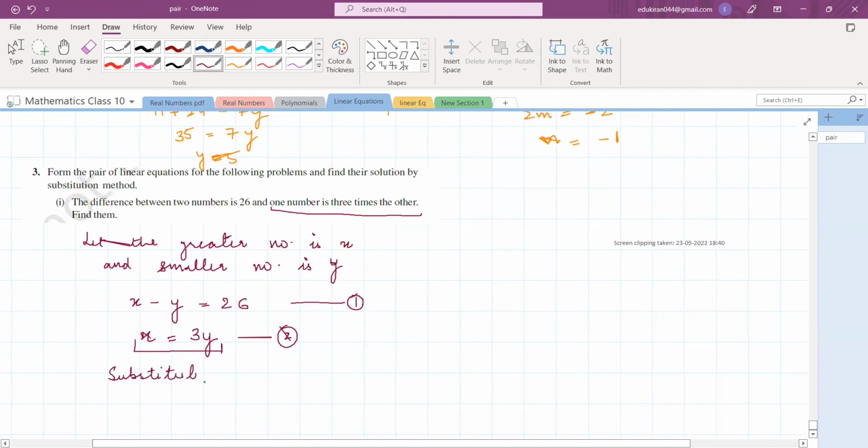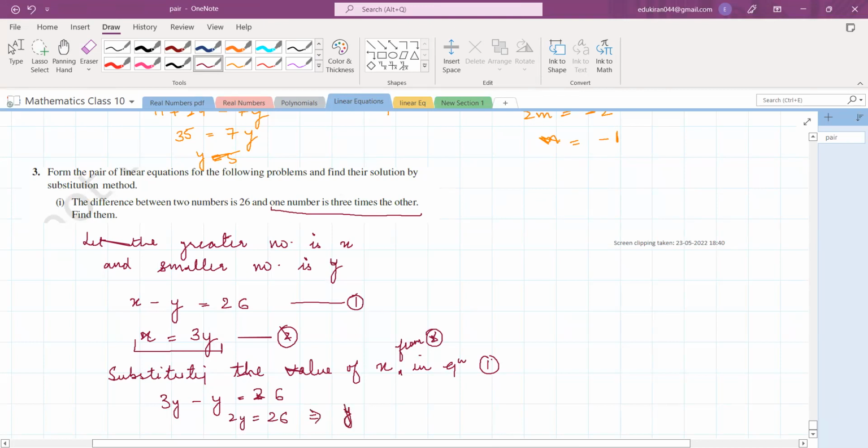So substituting the value of x in equation number 1, from the second equation you have got the value of x, you are substituting it in equation number 1. So your 3y minus y should be equal to 26. Then you have 2y is equal to 26, which will give you y is equal to how much? 13. Clear?